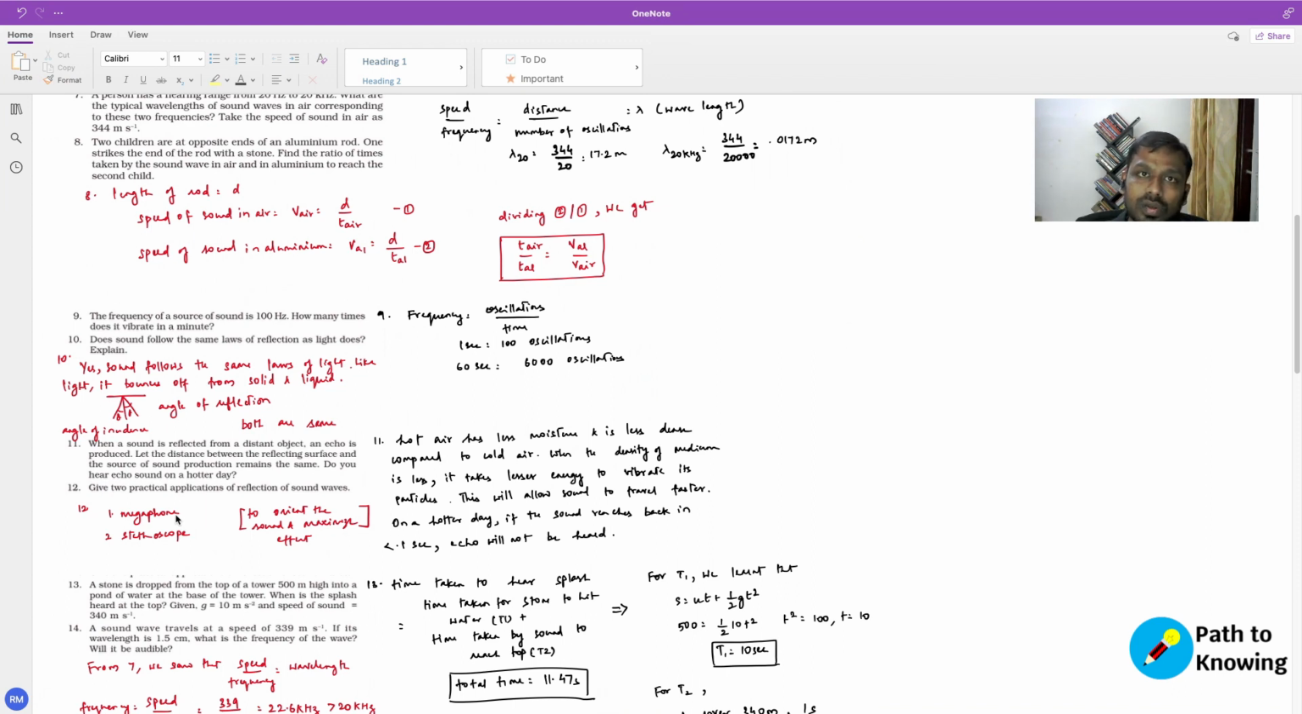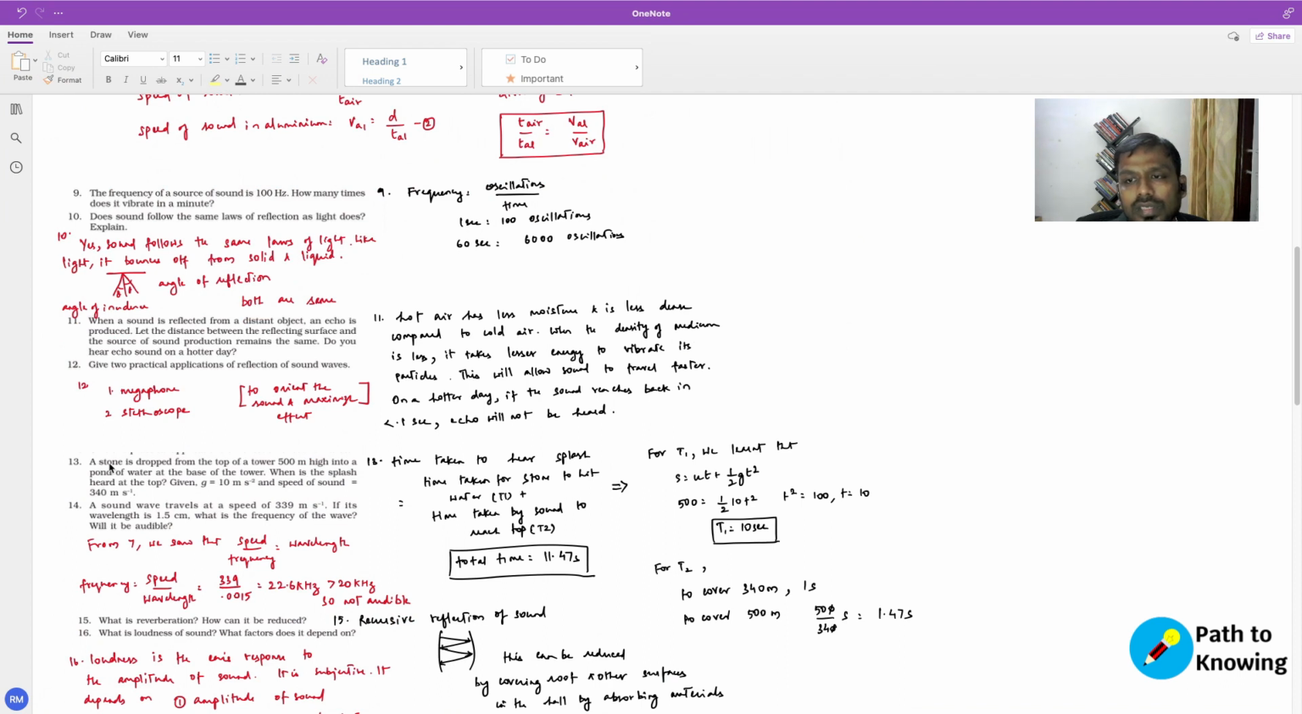Stethoscope, so that all the vibrations of the heart are exactly felt and channelized through the stethoscope tube all the way up until the doctor's ears. Right. So all these are practical applications of reflections of sound waves. The primary use is to channel and orient the sound waves and maximize the effect. So that's the idea.